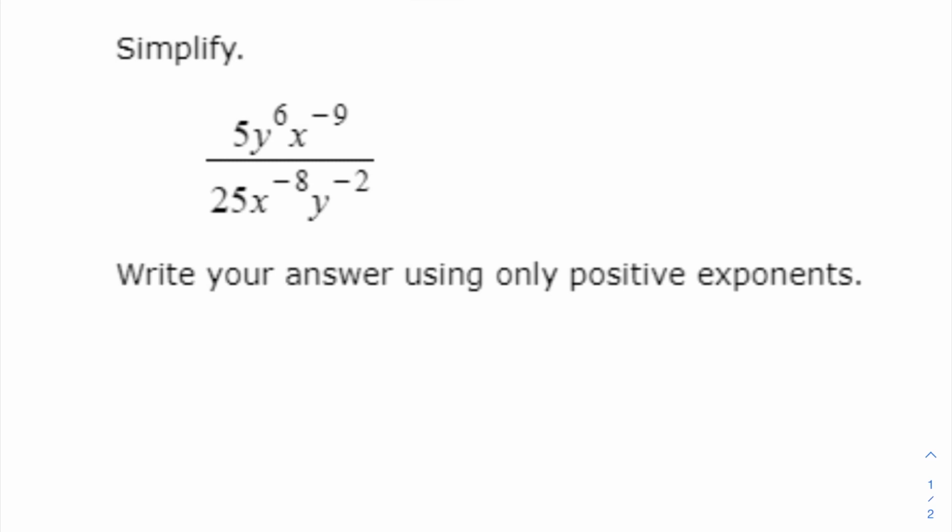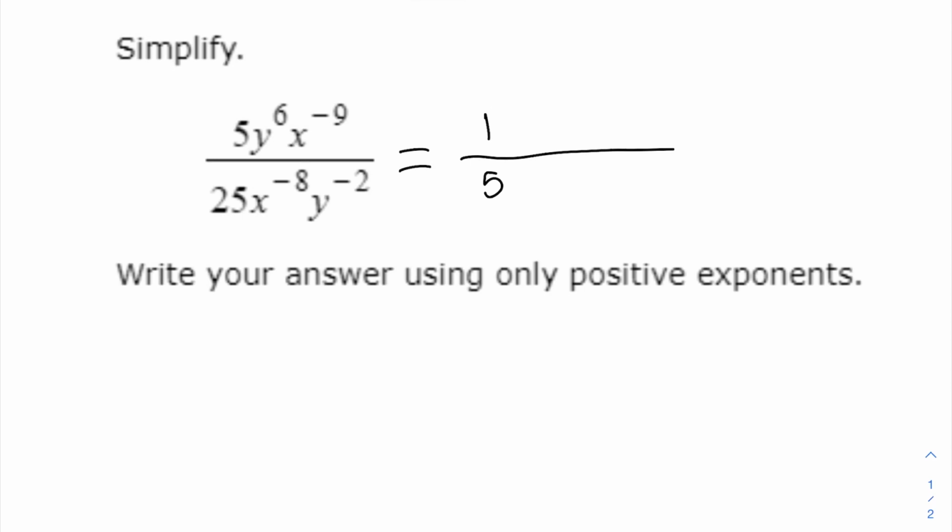Moving on. We are going to simplify here. I have 5 over 25. I have to start with the numbers here. So I like to just draw, especially when it looks crazy like this one, a big division sign and just throw things on there once I get to them. So 5 over 25 is the same thing as 1 over 5.